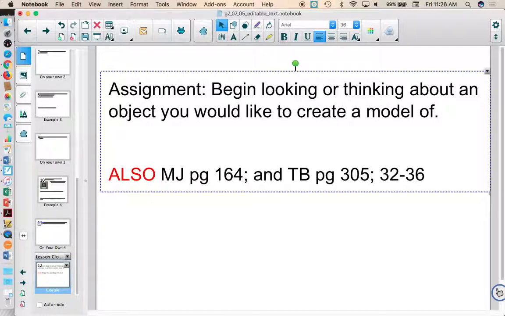It could be your bedroom. It could be your living room. It could be your classroom. You see what I'm saying? You don't have to go and get, like, I'm going to do the Eiffel Tower. I had somebody do Twin Towers once. That would be cool. Okay?